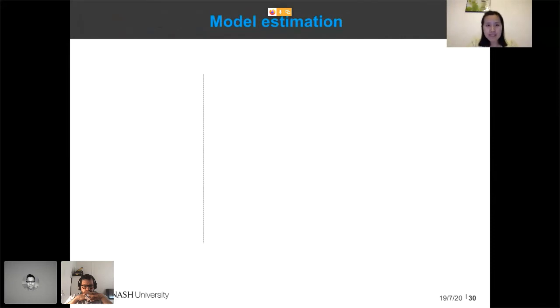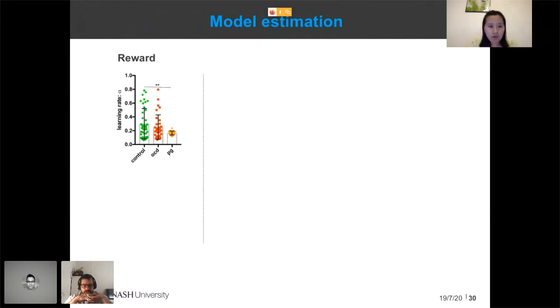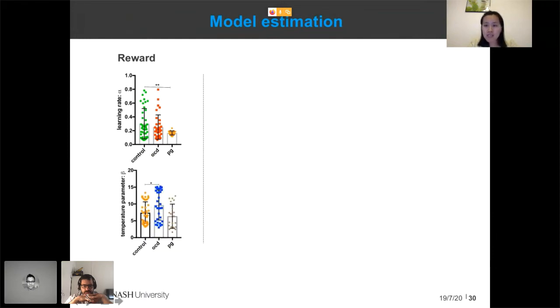And the same, we apply the learning model to estimate the learning characteristics, including learning rate and temperature parameter. First, under the reward condition, we found that the healthy control group showed a significantly higher learning rate compared to the other two groups, while the OCD group showed a higher temperature parameter compared to the other two groups.